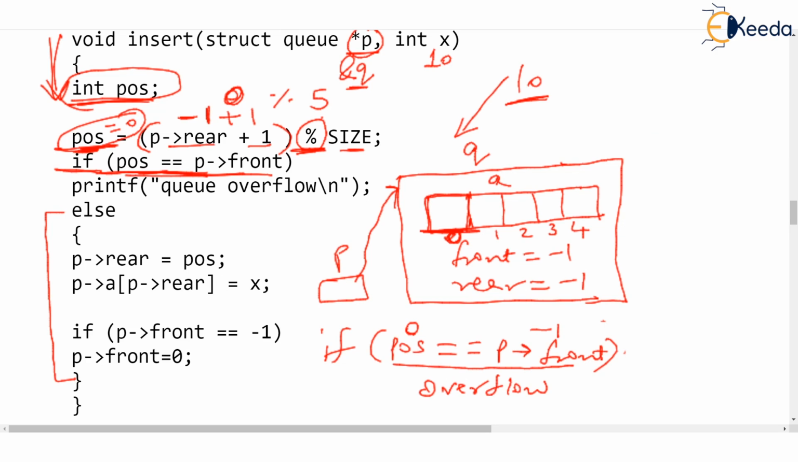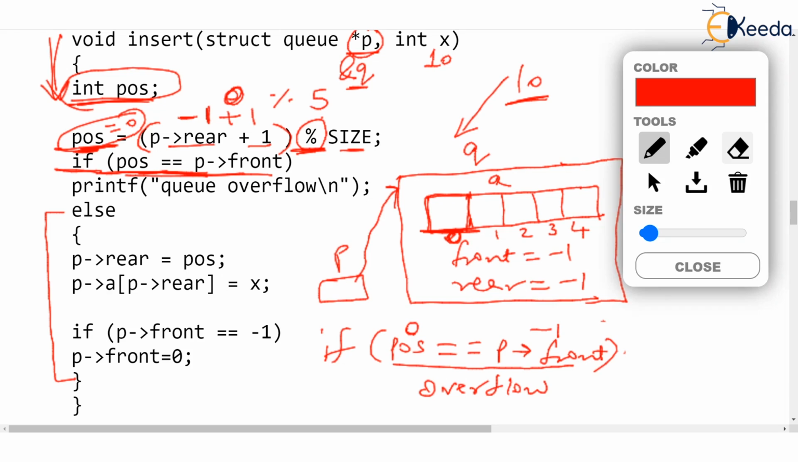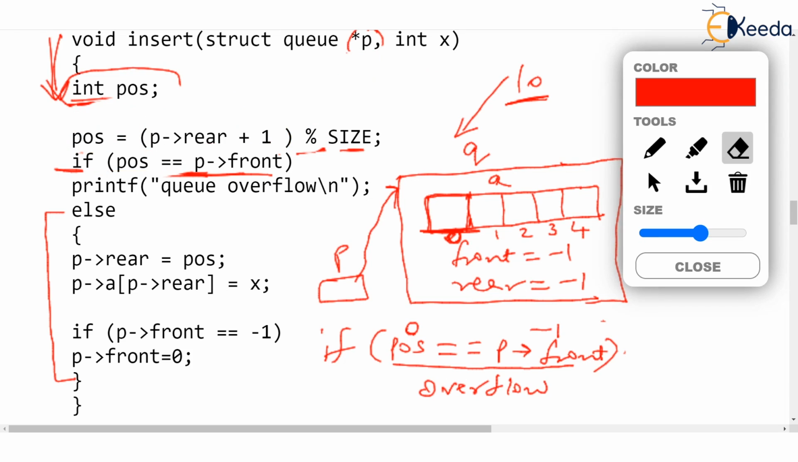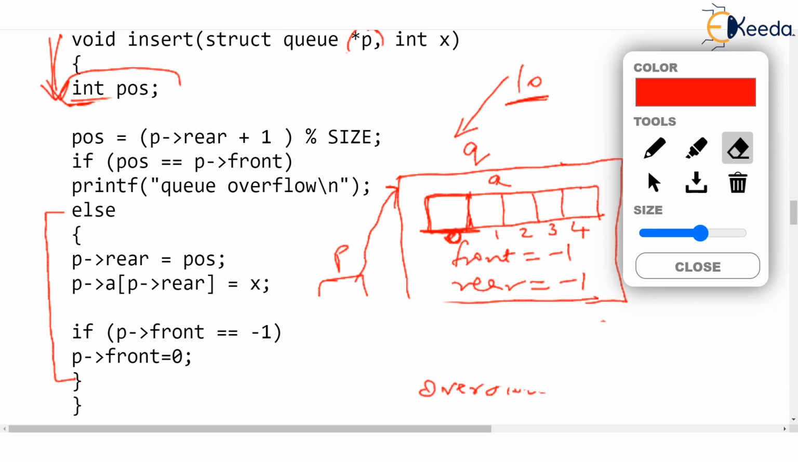I hope you are understanding. Let me clean a few things and then we will resume our discussion. Pause, or position of insertion, has come out as 0 and everything is okay. The queue is not overflown. Good. So we are in the else. Let's execute this line. P arrow rear becomes 0 because pause is 0. Look at P arrow rear. It was -1. Now it becomes 0.